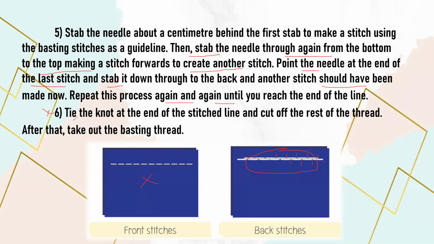Now, number 6, tie the knot at the end of the stitched line and cut off the rest of the thread. After that, take out the basting thread. All right, so if we reach the end, then we are going to tie the knot to lock it right at the end of the stitching line and cut the rest of the thread we have remaining. Okay, after that, take out the basting thread.